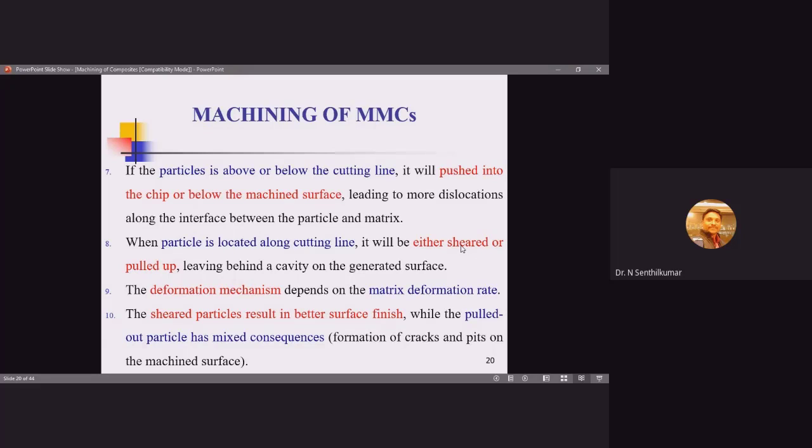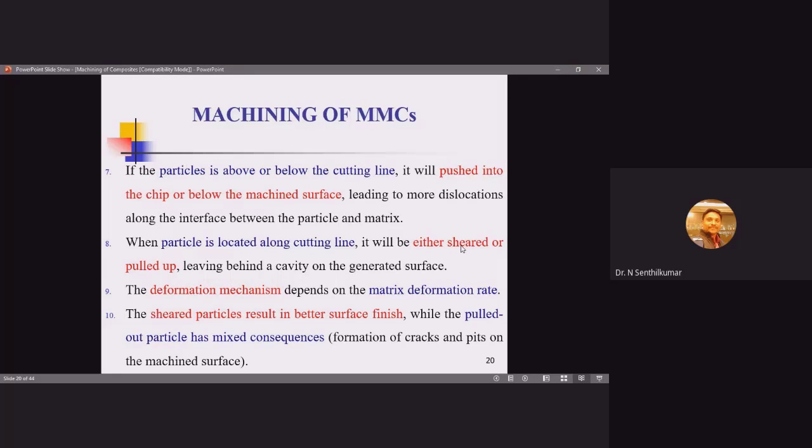Above the cutting line, below the cutting line, no effect. If it is along the cutting line, two actions will be there. One, the reinforcement ceramic will be sheared off into two halves, or it will be pulled out. That's all. Then the deformation mechanism mainly depends on the matrix deformation rate, so at what rate the matrix is going to deform. It all depends on that, which will decide the deformation mechanisms.